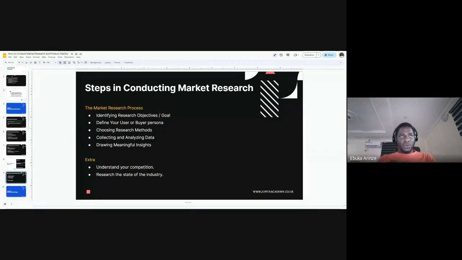After you have identified your goals, you can have three, four, five goals depending on what you're trying to achieve. After you have defined the personas that you're trying to target with those goals, it could be 10 personas or 5 personas. Every persona that you're able to think of is important for your market, although you have those key personas. After that, you choose your research method.